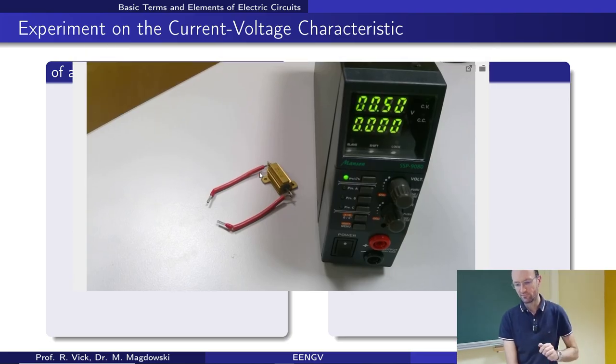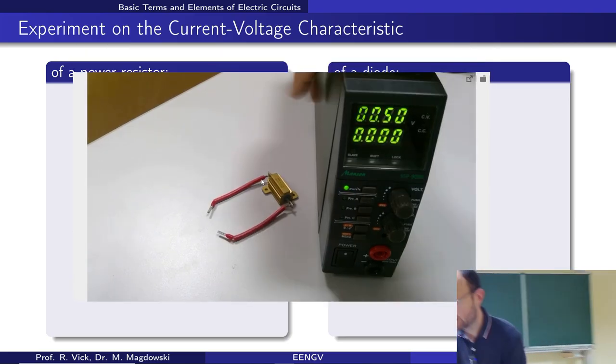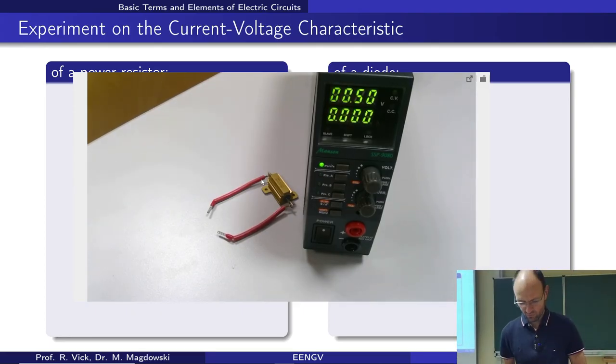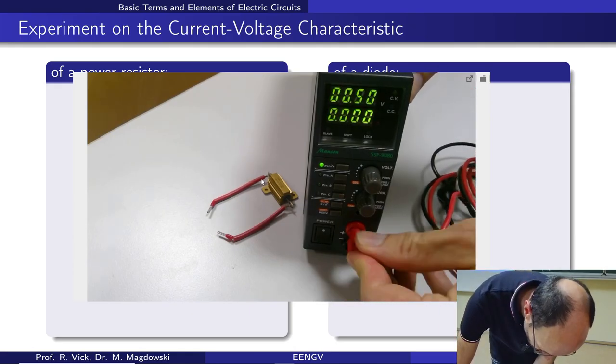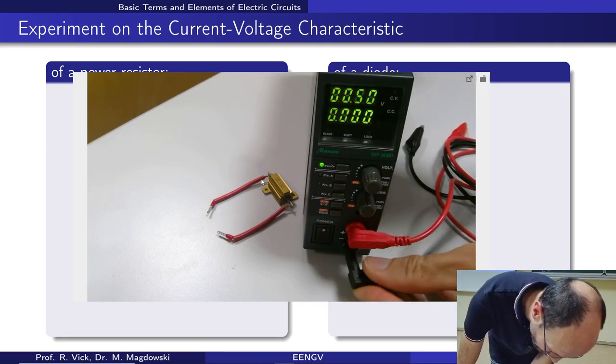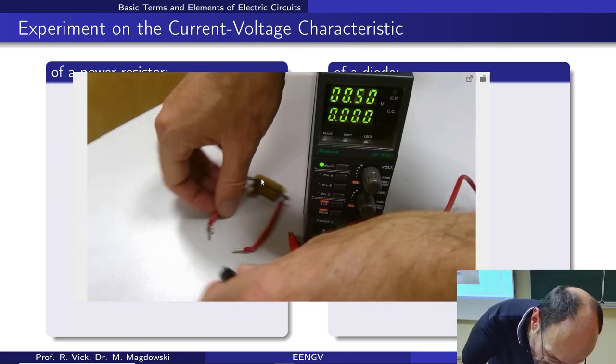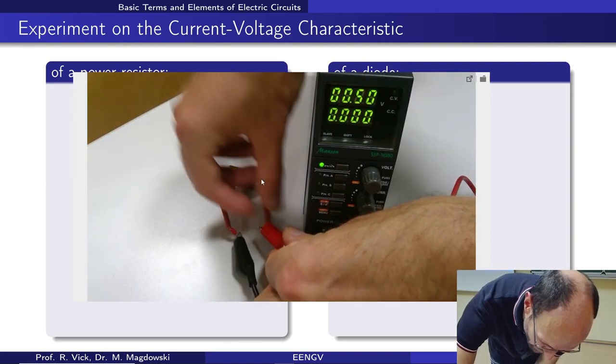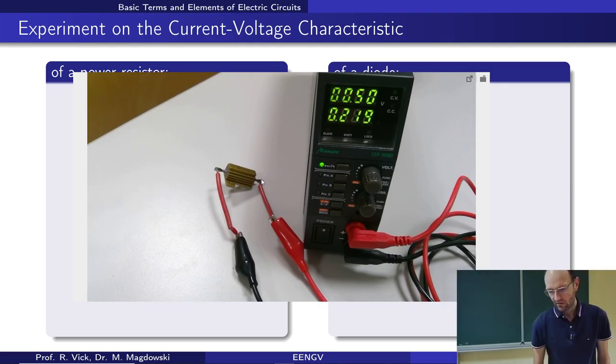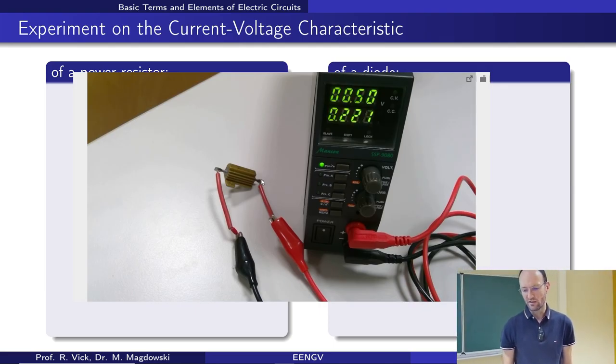So here's my camera. And of course, I also need some cables to connect this. And connect one cable to the plus terminal and the other cable to the minus terminal. And then the nice thing about this lab power supply is that it is able to directly measure current and voltage. Okay, and it's already switched on. The lowest voltage that I can do is 0.5 volts. And for 0.5 volts, we get 0.221 ampere.